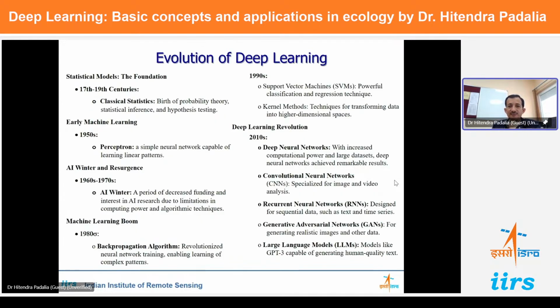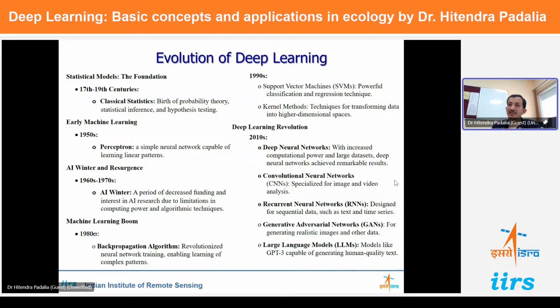Okay, so now let us see how things have evolved over time. In about the 17th to 19th century, we were mainly analyzing ecological data with statistical theories like probability theory, statistical inference, and hypothesis testing. Then around the 1950s, we had the development of a simple neural network called the perceptron. So you can consider that the neural network, which is the main part of deep learning, was developed in the 1950s. But after that, for a long time, no progress could happen in this field of so-called artificial intelligence, mainly because computers were not so powerful at the time. There were limitations in processing the data.